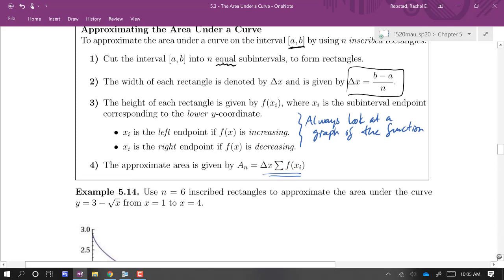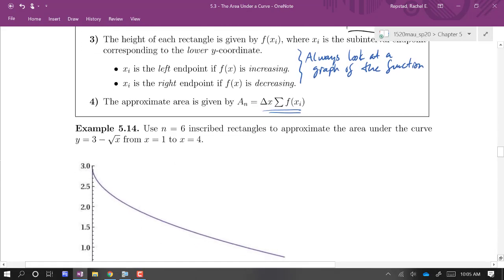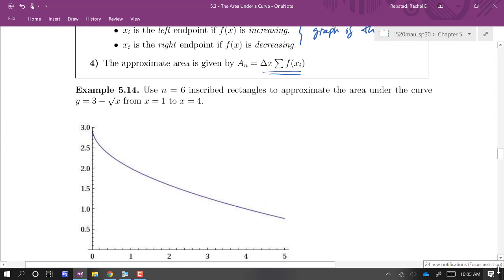So here's one more. Here's a decreasing function, and we're going to use 6 inscribed rectangles to approximate the area under this curve from 1 to 4. So this region here. Our delta x is 4 minus 1, right endpoint minus left endpoint, divided by 6, which is 3/6 or 1/2.